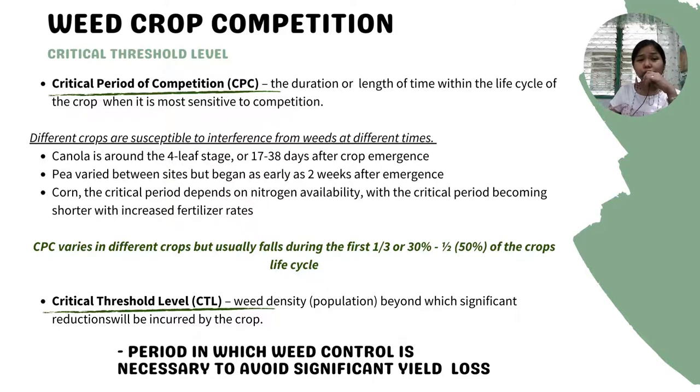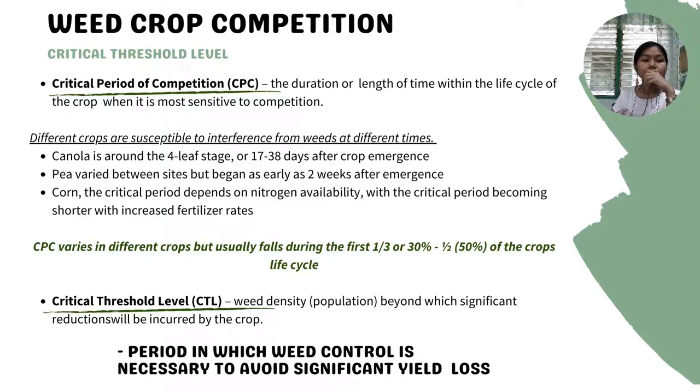So it's true for all crops that it usually falls during the first 30%, or 1/3 to 50%, of the crop's life cycle. So we should first consider that 30 to 50%, and assess what is the most acceptable.